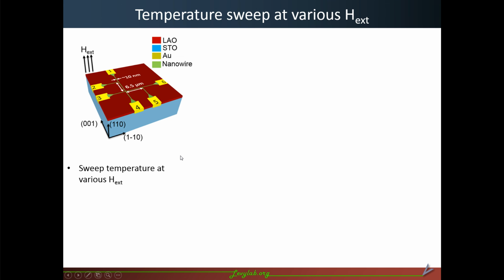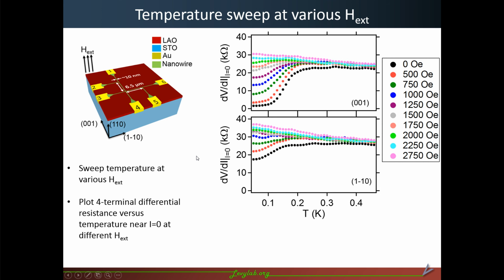And then we can turn on the magnetic field and sweep the temperature under different external magnetic fields. The different colors show different magnetic fields. We take this series of data and compare the 2 families of curves, one along the 001 direction and one along the 1-10 direction. We can already see an upper critical magnetic field difference for the 2 directions.